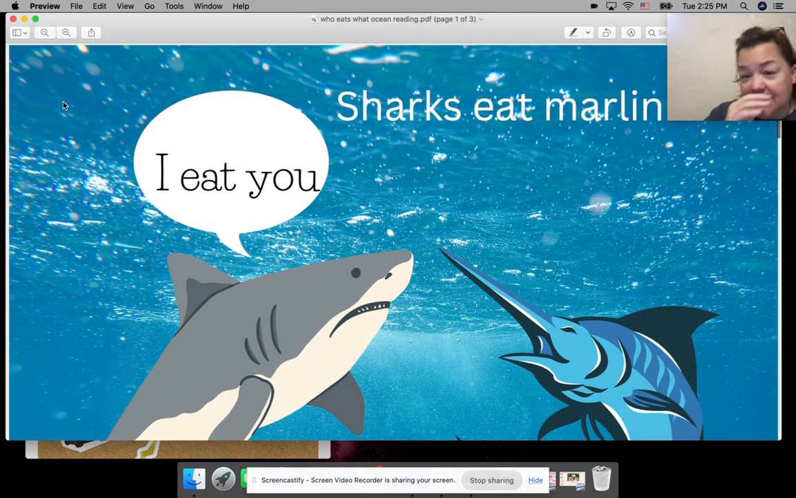So here is a Who Eats What. In fifth grade, again, a big thing that we learned about are food chains and food webs and what's the difference between a chain and a web. So one of the students had read the article about ocean animals and who eats what in the ocean. So they made this set of posters.